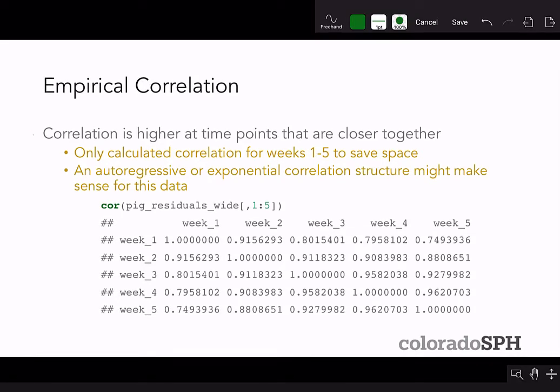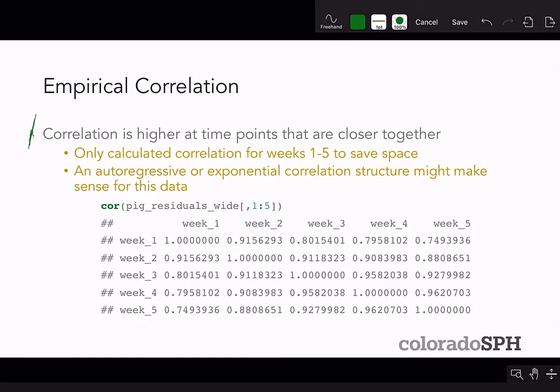So the empirical correlation is similar to what we just looked at, but this is just a way of calculating the correlation that you see based on the residual matrix that we have. And we can calculate it by just taking the cor function of that Y matrix we calculated. I'm only looking at the correlation for the first 5 weeks here, just because it fits nicer on the slide. It's not quite so big. But if you wanted to look at the empirical correlation for the whole data set, then you would just get rid of this bracket.